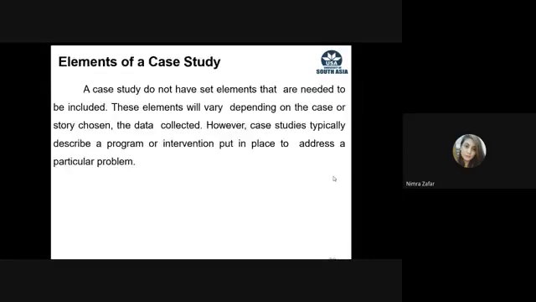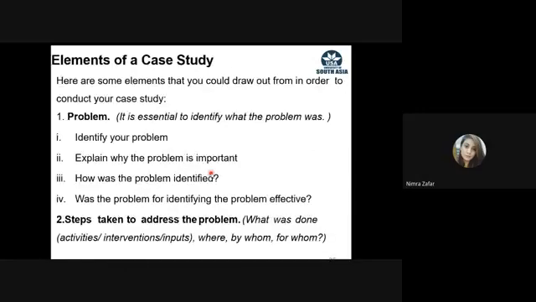Then we have elements of a case study. A case study does not have set elements that are needed to be included. These elements will vary depending upon the case or story chosen, the data collected. However, case studies typically describe a problem or intervention put in place to address a particular problem. Here are some elements that you could draw out from in order to conduct your case study.